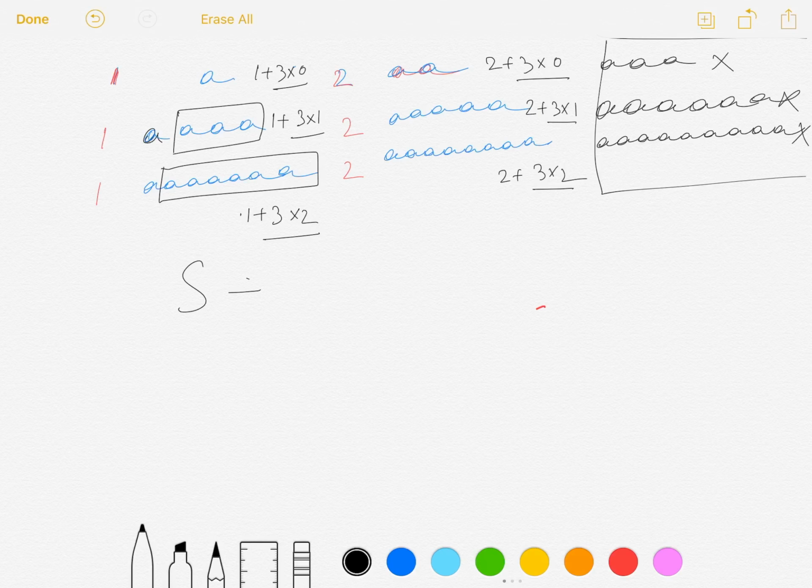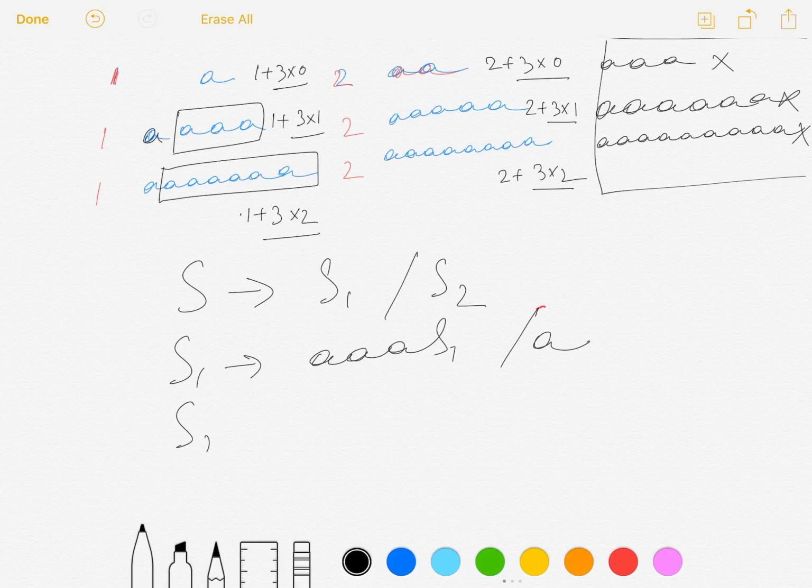So, can I replace this one, instead of replacing s with triple a s, I will replace it with two types of s. One is s1, another is s2. s1 will provide me the integral multiple of 3a with 1 extra a, and s2 will provide me the integral multiple of 3a with 2 extra a. So, s1 will be replaced by triple a s1, and it will be stopped with a, and s2 will be replaced by triple a s2 with 2a.